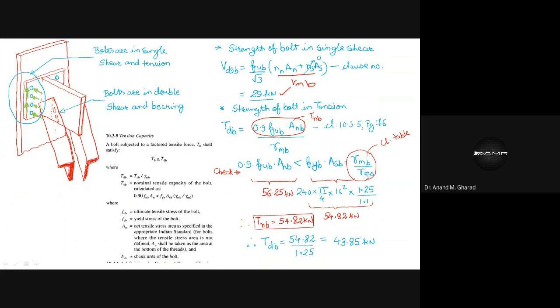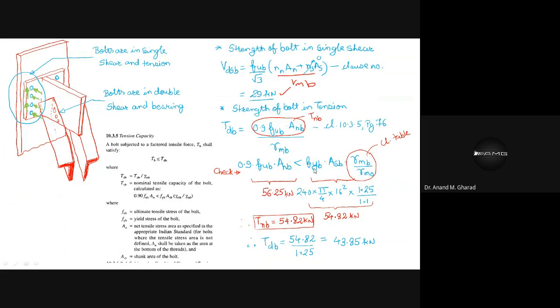And what about the right hand side? You can see FYB into ASB into gamma MB divided by gamma M naught. So gamma MB we know what is the value of gamma MB, 1.25. And what about gamma M naught? That you will have to check in the IS code. What is that table number? Table 5, am I right? So please check and please substitute the proper value in this equation. As per the information, it is 1.1.